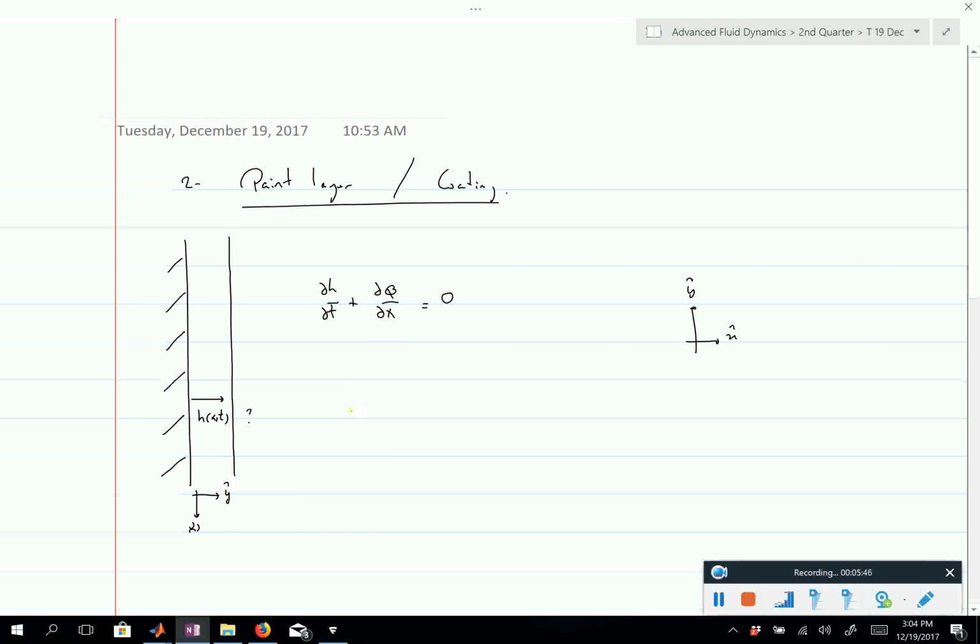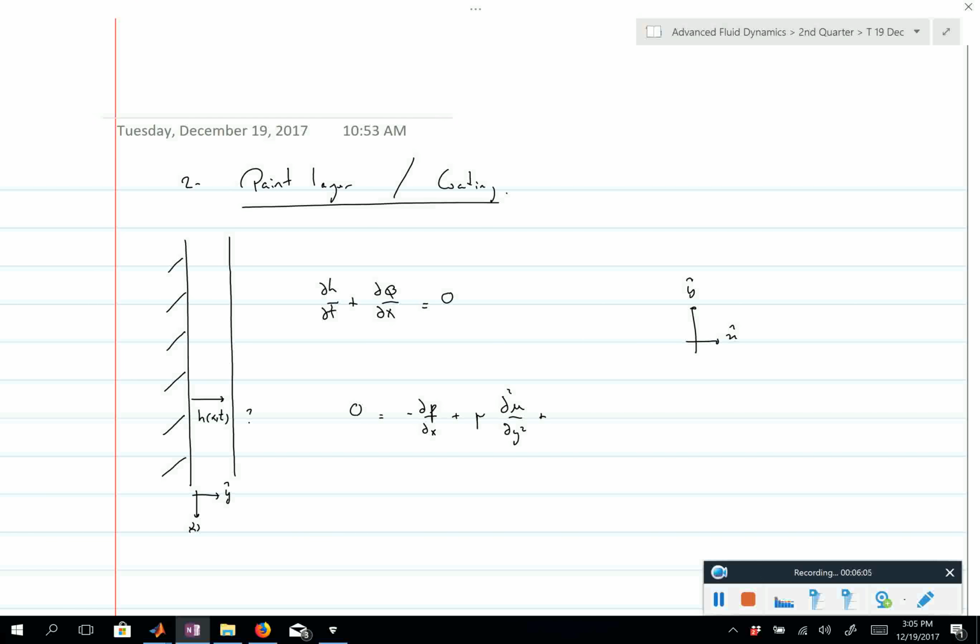Okay, so in that case, the momentum equation in the x direction, I have minus partial p over partial x plus mu times the second partial of u with respect to y. And here, do I have a body force? Yes. And this is what is driving the flow. Okay. Now, if x is pointing downwards, do I have a plus rho g or a minus rho g? A plus rho g. Yeah. So here I have plus rho g.